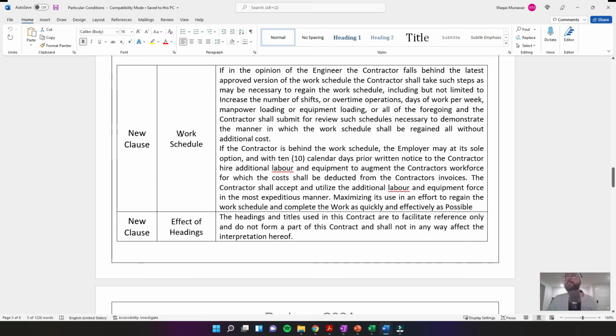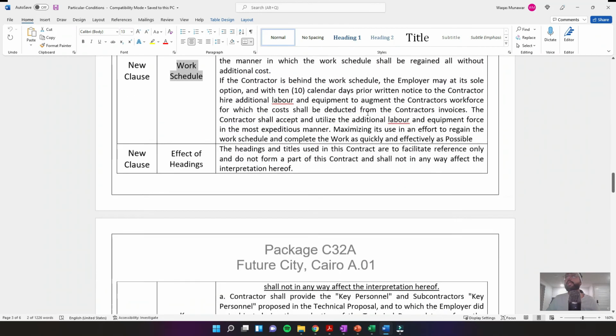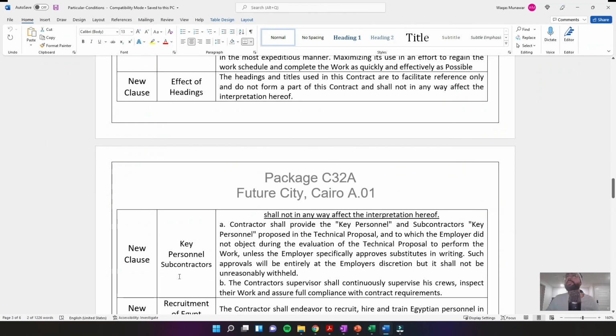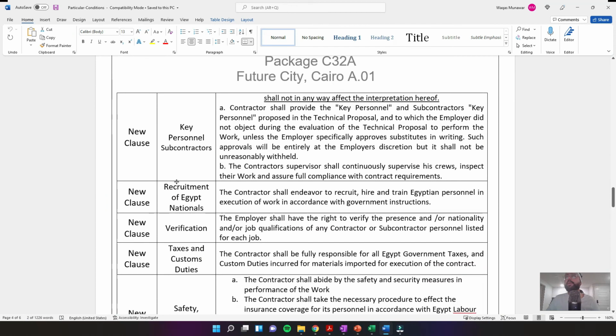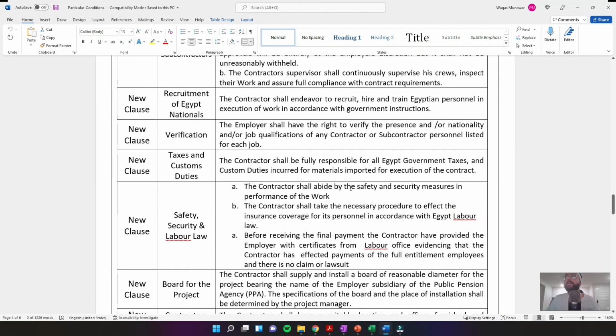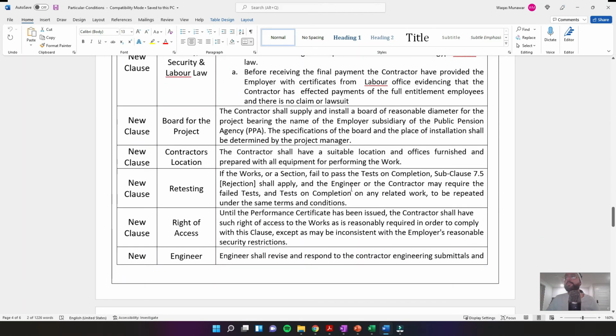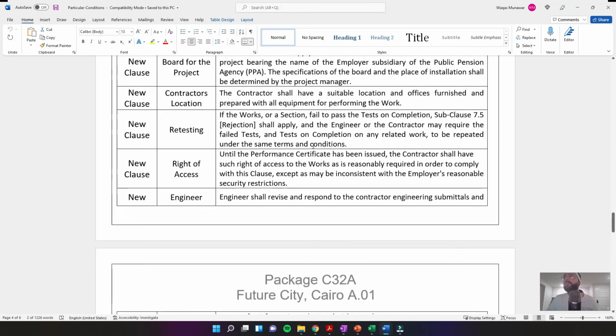So there's information on the work schedule, like if the contractor is behind the work schedule, the employer may add a sole option, blah blah blah, with 10 calendar days prior written notice. So they have all the information about what kind of equipment we are using, and how the work schedule is going to be. These are all clauses that they amended. So you can have a look at this as well. You can just pause the video and read through this.